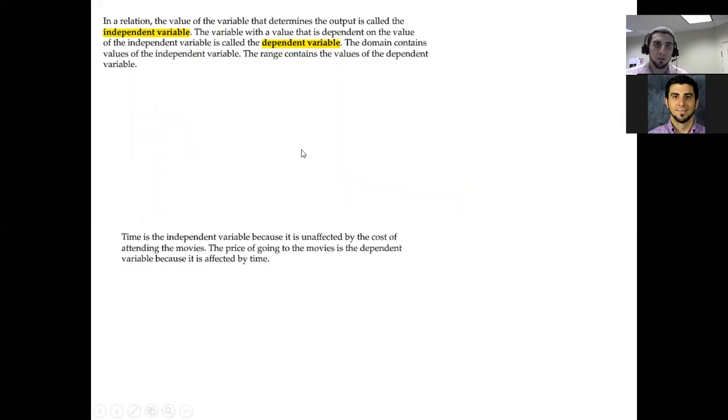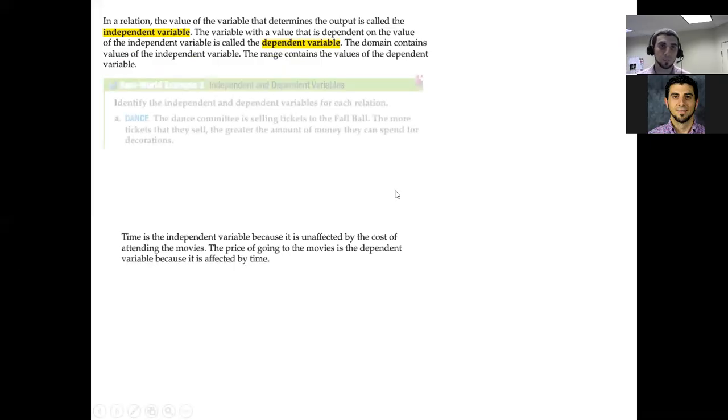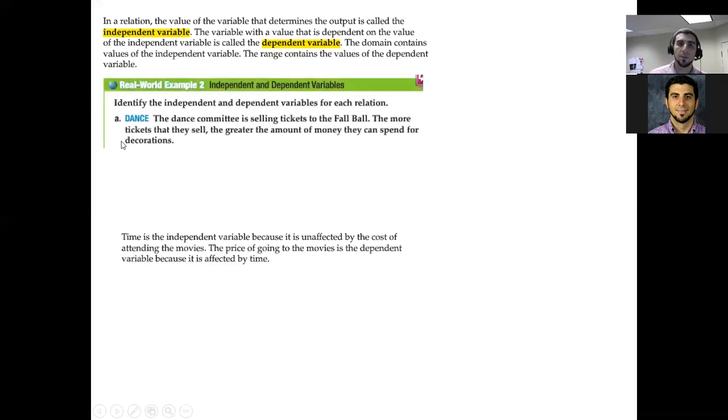Alrighty, in a relation, the variable whose value determines the output is called the independent variable. The variable with a value that is dependent on the value of the independent variable is called the dependent variable. The domain contains values of the independent variable, and the range contains values of the dependent variable. So let's identify the independent and dependent variables for each relation.